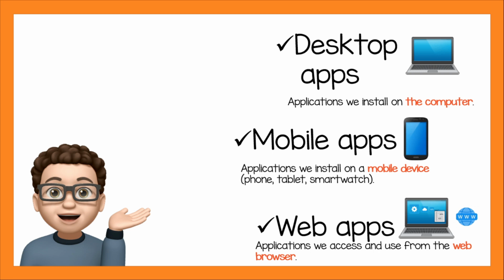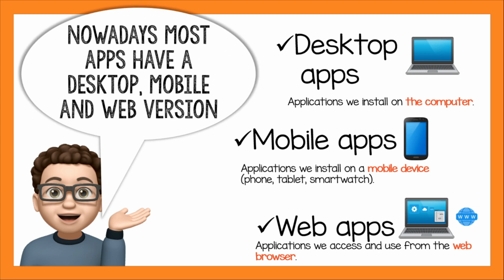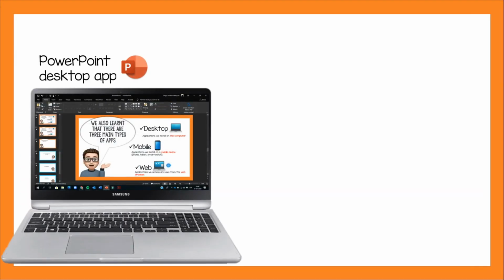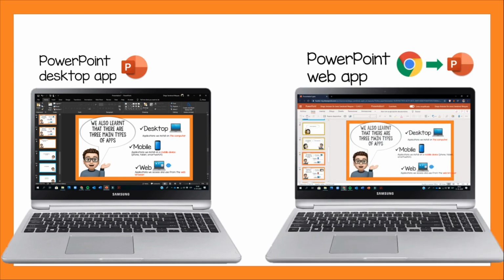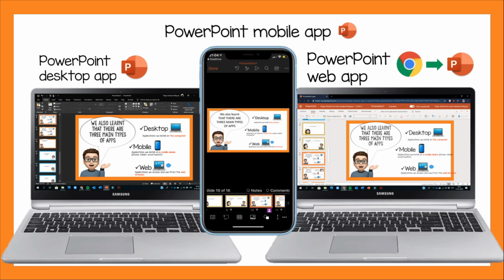Let's look at an example. Because nowadays most apps have a desktop, mobile, and a web version. For example, I can be editing my PowerPoint presentation on the PowerPoint desktop app. On the PowerPoint web app, I can go to Google Chrome and type in PowerPoint online, and I'm going to access PowerPoint, the web app. Or I can do it on my phone if I don't have a computer, and it will work perfectly fine.